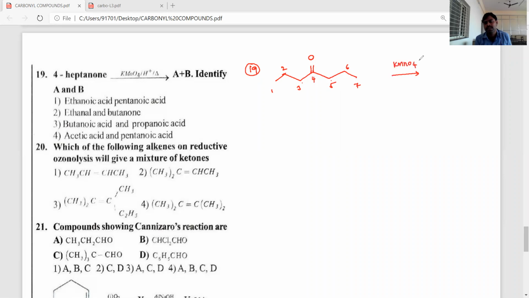KMnO4 in acidic medium is a strong oxidizing agent. It oxidizes ketones into a mixture of carboxylic acids.